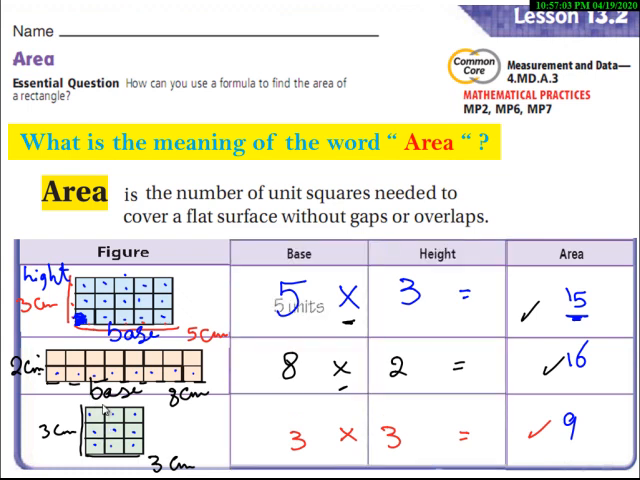Now, when I multiply base by height, I'm going to find the area. Am I right? Yes. So I discovered a new formula. I discovered a new formula which says area equals base times height.